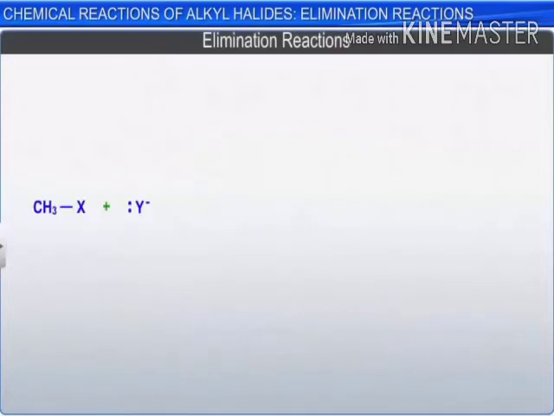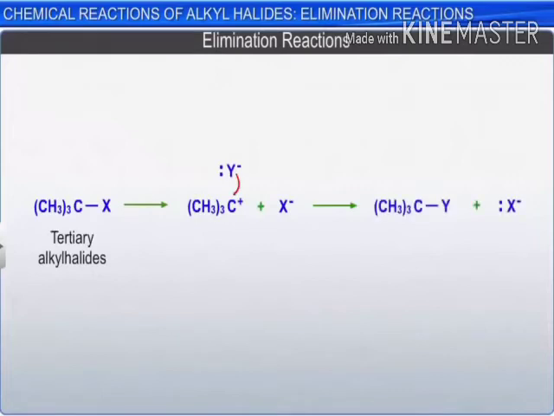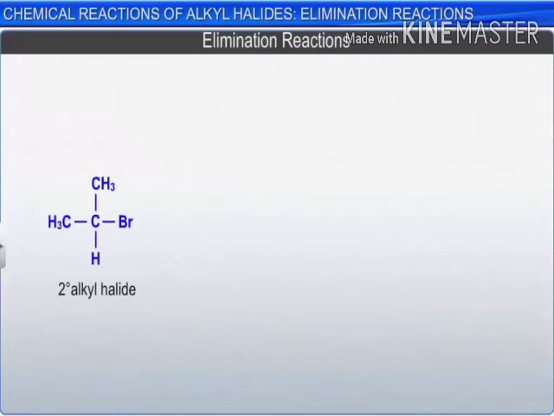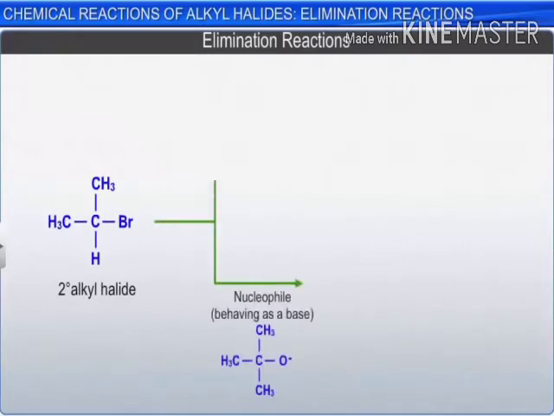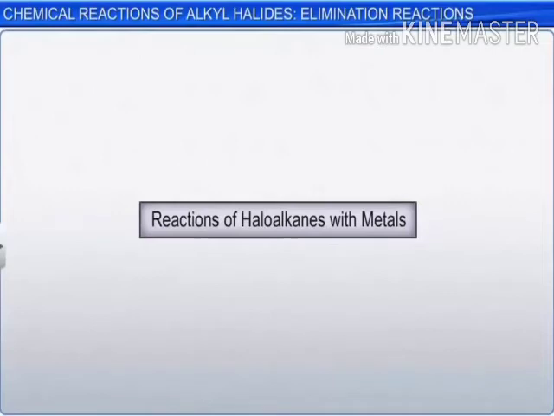For example, primary alkyl halides have little steric hindrance, and hence readily undergo Sn2 reactions, while tertiary alkyl halides undergo Sn1 reactions due to the formation of a stable carbocation. Secondary alkyl halides, depending on the strength of the base or nucleophile, may undergo either substitution or elimination reactions. Now let us look at the reactions of haloalkanes with metals.